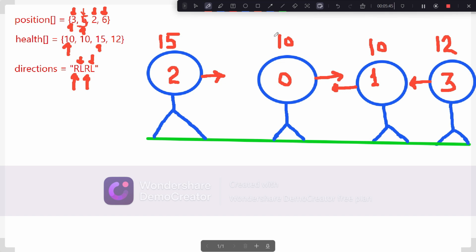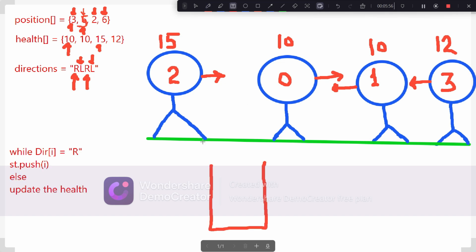Now we have made the position, these are the health values, these are the position index in the position array. Now we will see what we can do to get our solution. So guys, what I'm going to do here is we are creating one stack. We will start from left to right and check: while our direction is right, means whoever is going to right side, we will keep on pushing that index to the stack. Otherwise, if it is left side, then we have to update this health array.